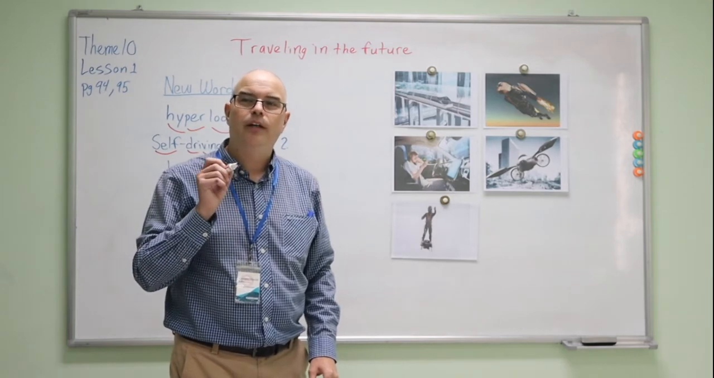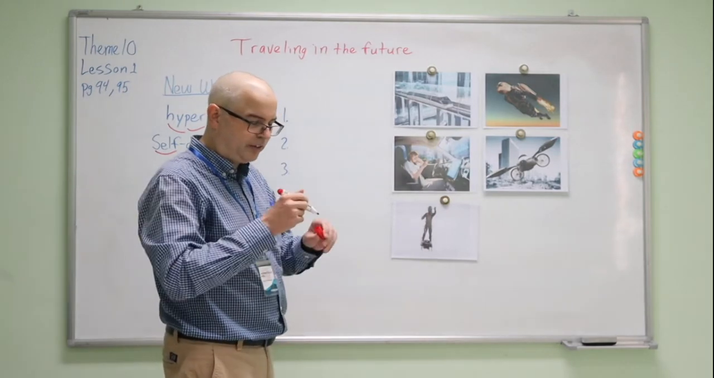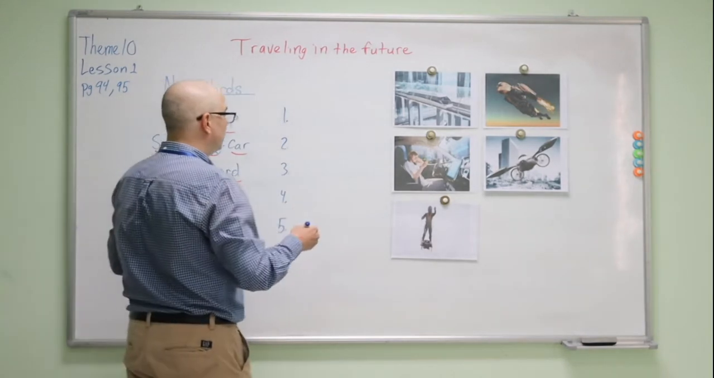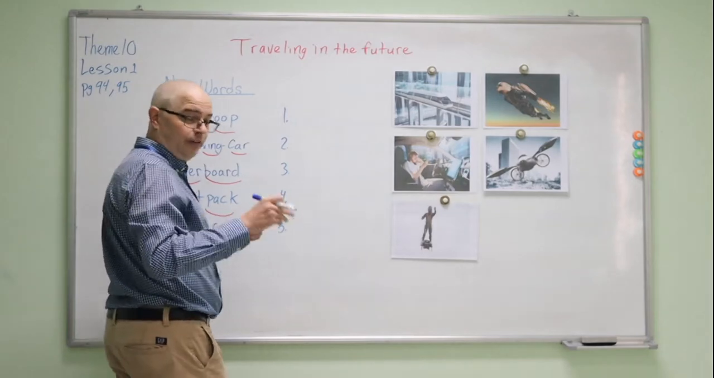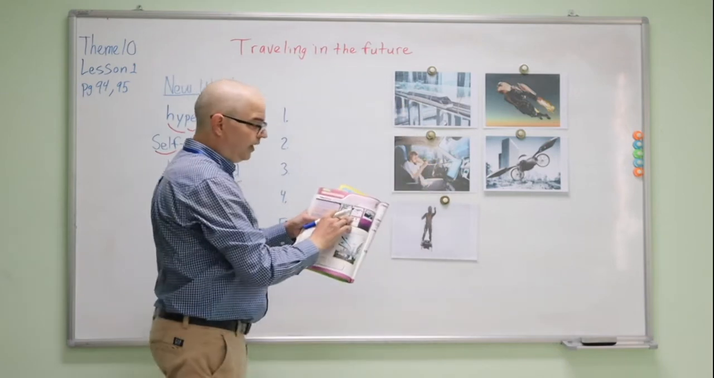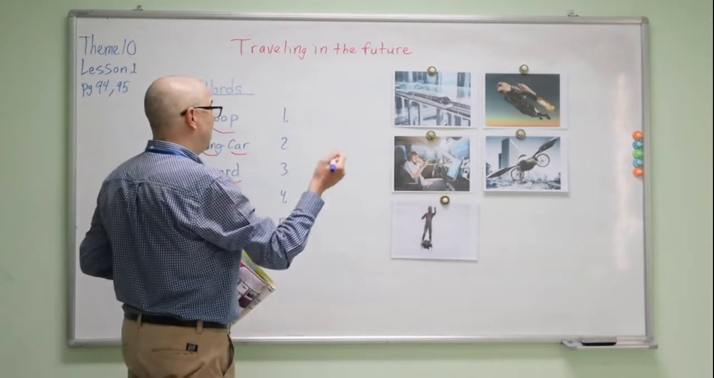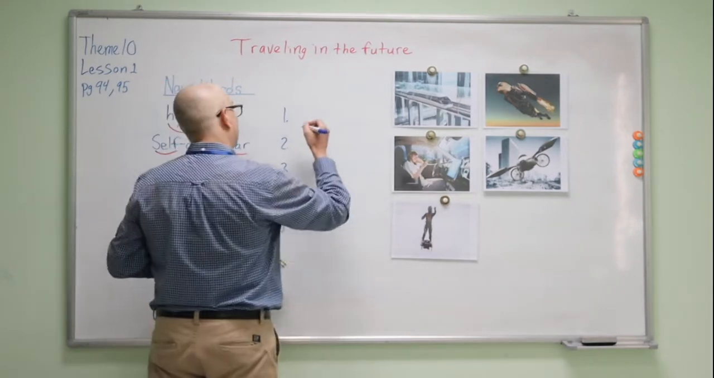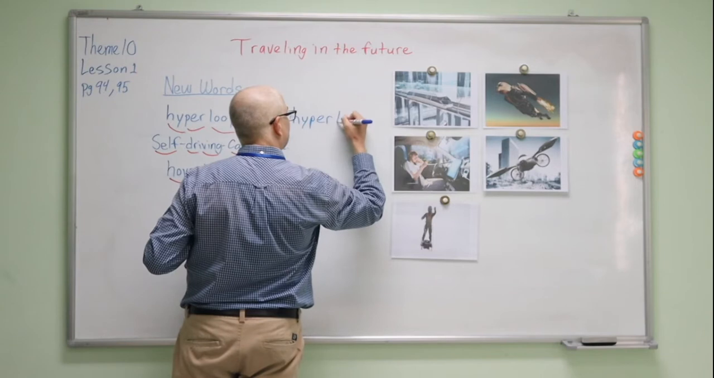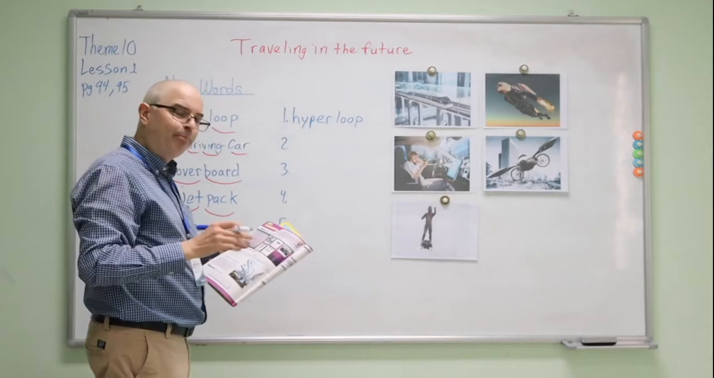I want you to read sentences A through E. We're going to do the answers on the board, 1 through 5. So class number 1 today, the book shows us the example. Looking at the photos in our book are on the screen. Number 1, example, hyperloop.